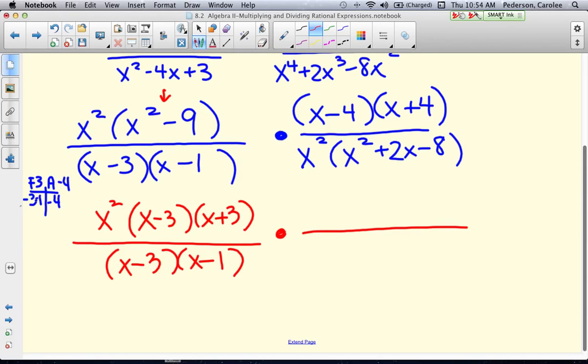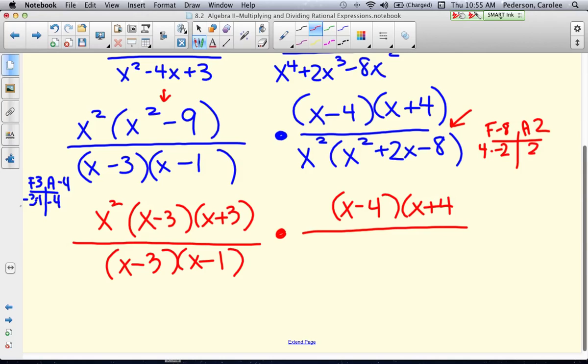Multiplication. Then we have the numerator already factored. But we have to take care of this trinomial. This is a T-chart method. What are the factors of negative 8? Then add to 2. Positive 4 times negative 2 adds to 2. So we have that GCF still out in front of x squared. Split up the x's of that trinomial, and then it's plus 4 and minus 2.